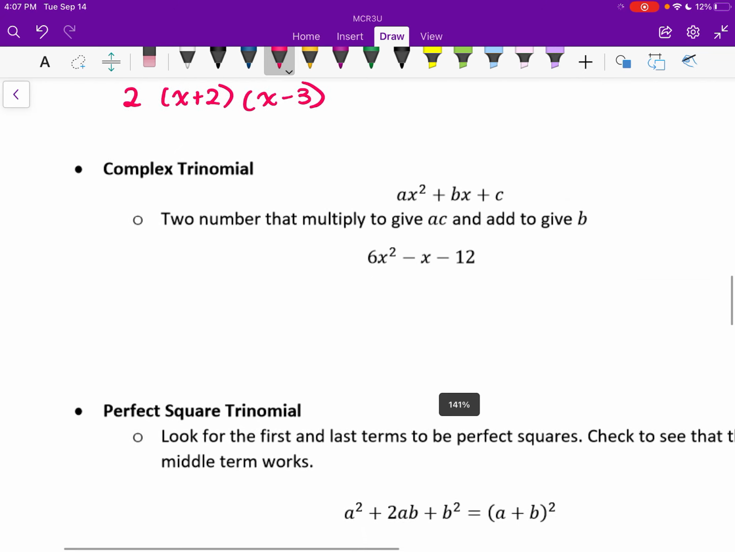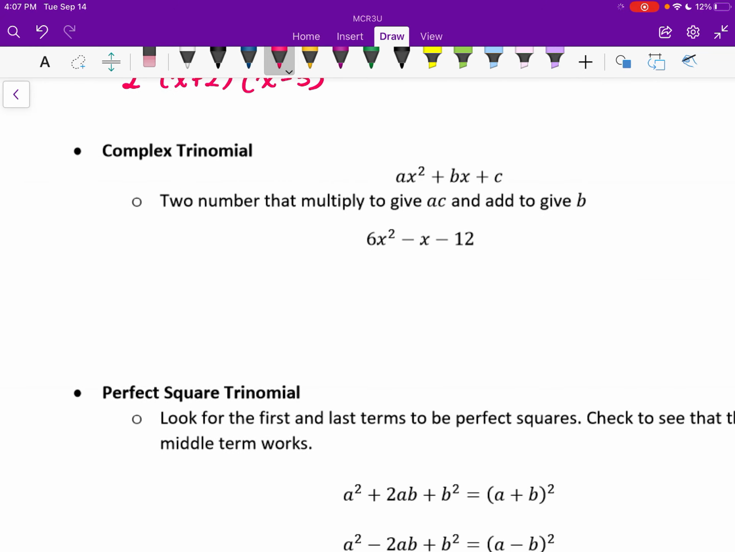Okay, moving on, let's go on to complex trinomials. With complex trinomials, you need to do a little bit of an added step to that decomposition method. With simple trinomials, you are really doing what you do with complex trinomials. The only difference is that with simple trinomials, the a value is 1, so it's just 1 times c, which is c.